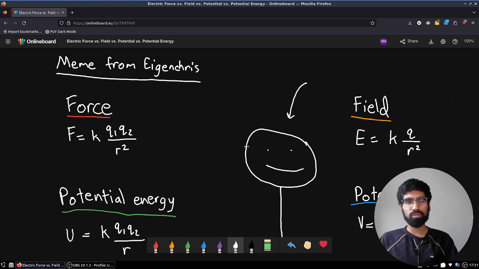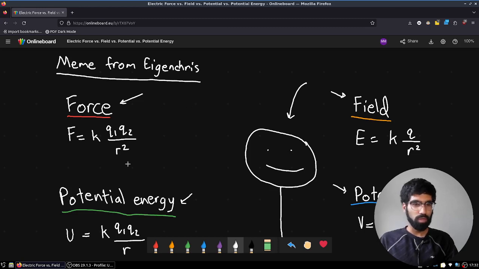So I thought, okay, why don't we break it down? Why don't we start by talking about the difference between electric force and electric field? And then in another video, we'll talk about how these two are different from potential energy versus potential. Let's start off by talking about electric force.